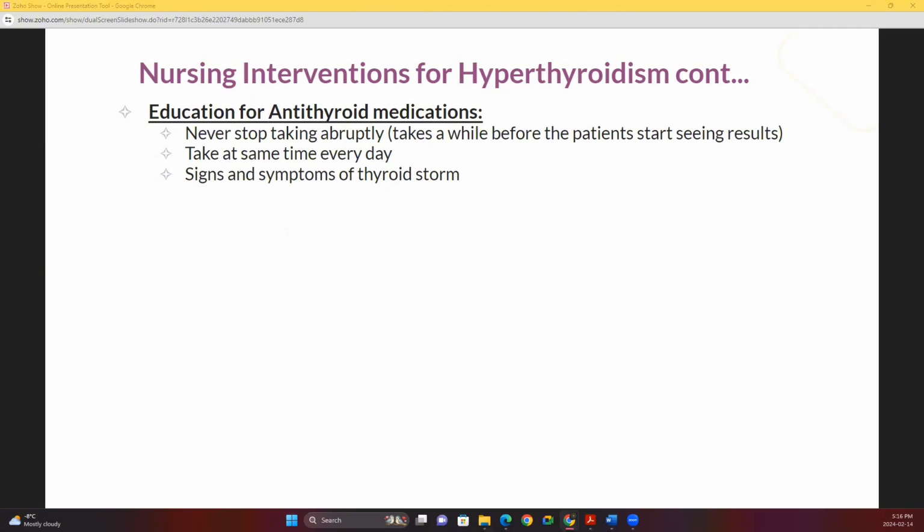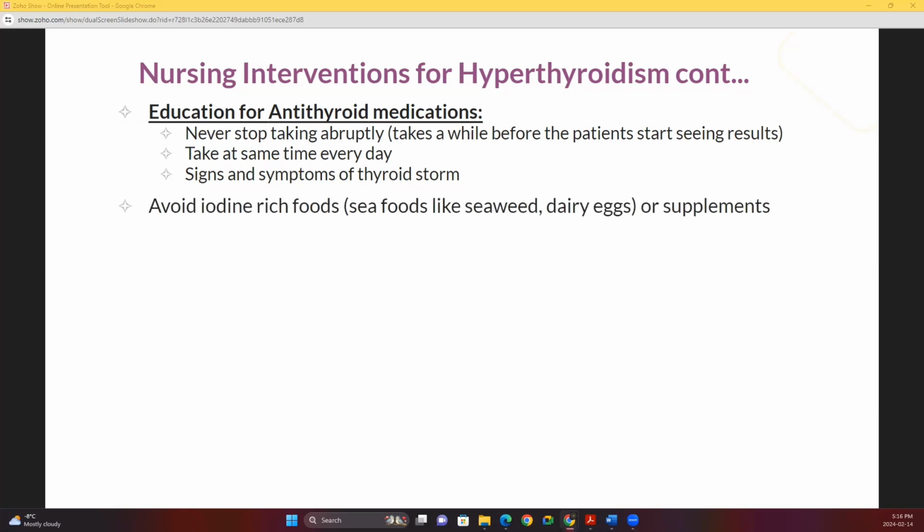How about the diet? Do you want to give the iodine diet to the hyperthyroid? No. Less iodine. Iodine rich. Remember the medication which can cause the hypothyroidism? Doxycycline, remember? One of the antibiotics which can cause it.